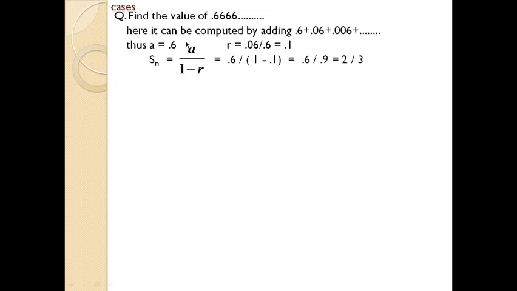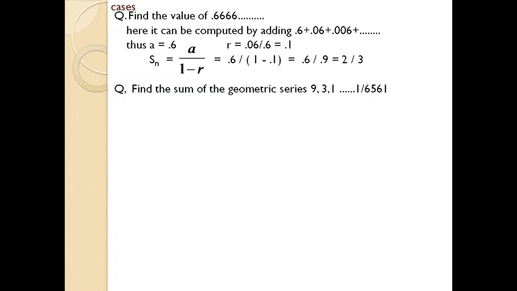Here the value of A is 0.6, divided by 1 minus R, the value of R is 0.1, that is 0.6 divided by 1 minus 0.1, equal to 2 by 3. This is how, when a situation like this comes, you need to do it. Next case.